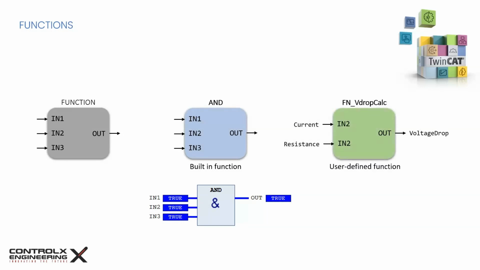Here's an example of a user-defined function which calculates the voltage drop across a resistor given the current flowing through it by using Ohm's law. We will create this function in the coding part of this tutorial.